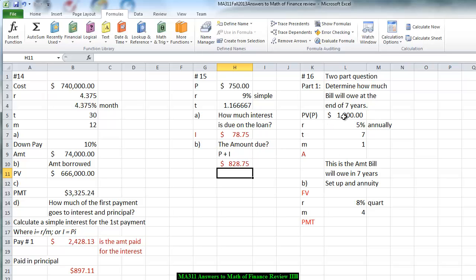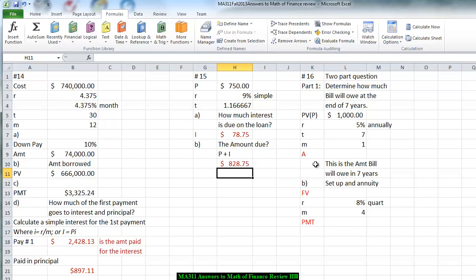Okay, question number 16 is a two-part question, so let's read it and see what we have to do. Bill borrowed $1,000 at 5% interest compounded annually. He is able to establish a sinking fund to pay off the debt and interest in 7 years. The sinking fund will earn 8% compounded quarterly. What is the size of the quarterly payments into the fund?